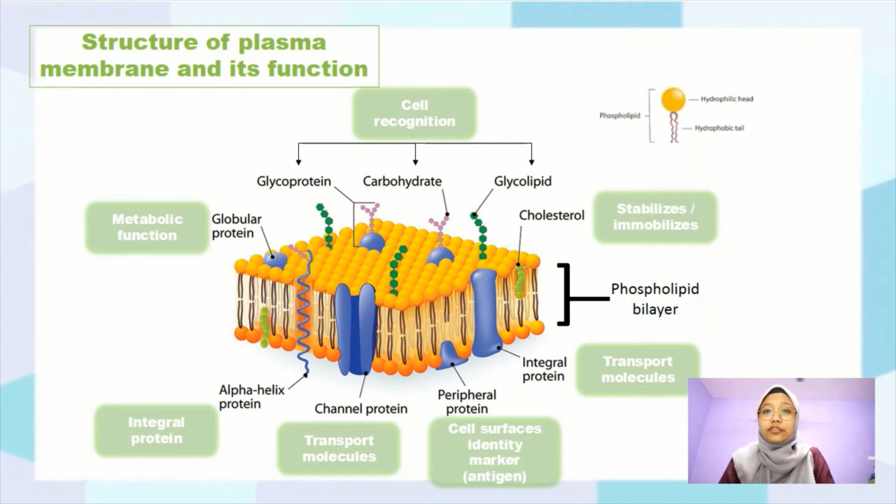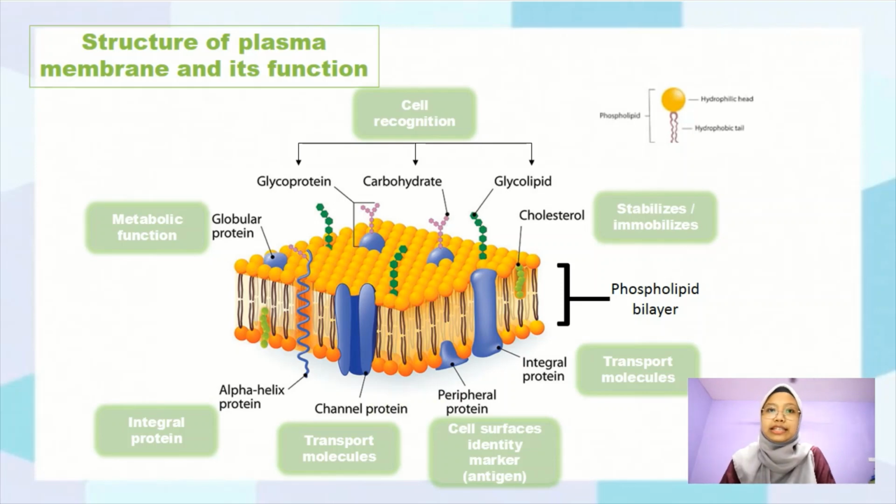Next, the function of cholesterol in the plasma membrane is to stabilize the structure of the plasma membrane itself. The integral protein functions as transport molecules which allow substances through it. The peripheral protein acts as an identity marker at the cell surface, for antigens.